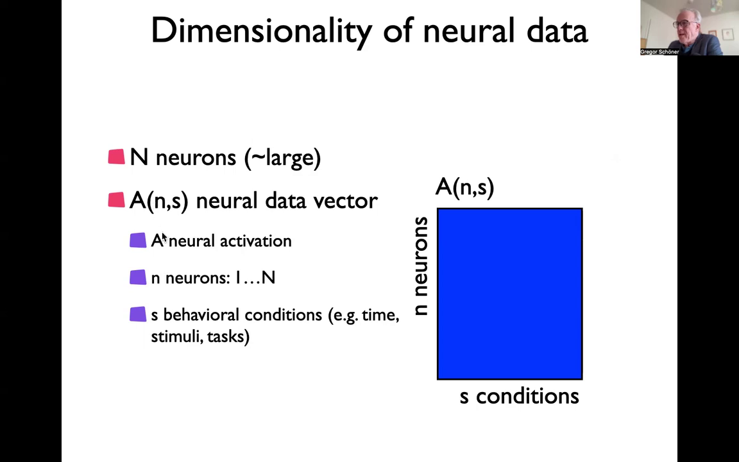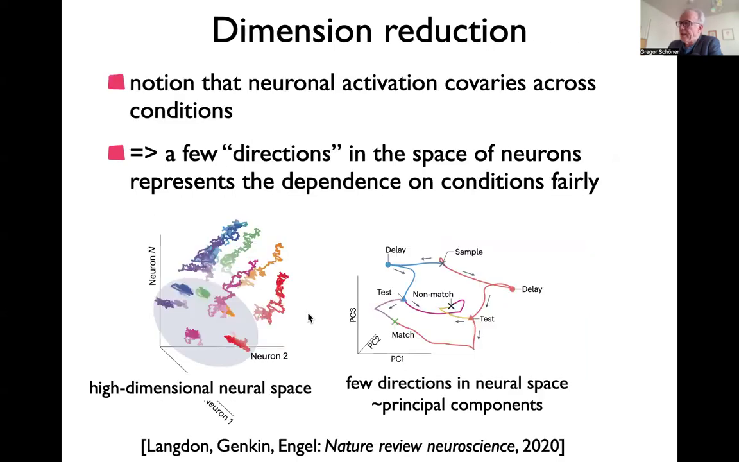You have n, the number of neurons, so this would be the rows of this matrix. And the other dimension of the matrix is whatever behavioral conditions you use when you record these neurons. The task can be time in movement cases, stimuli, task, and so on. And then the notion is that this matrix is very redundant. It has low rank, so that effectively the activation of different neurons co-varies across these different conditions.